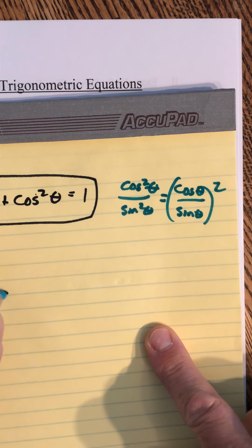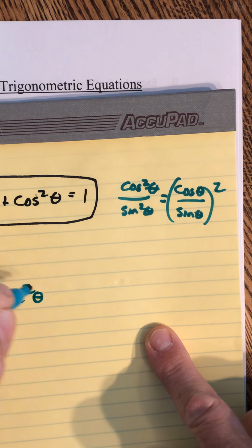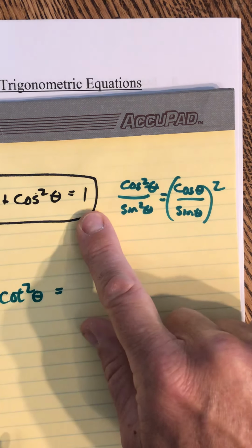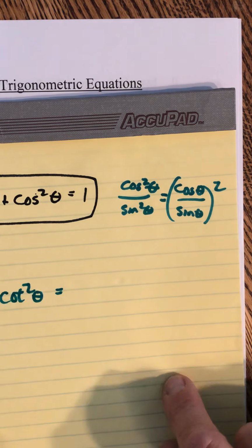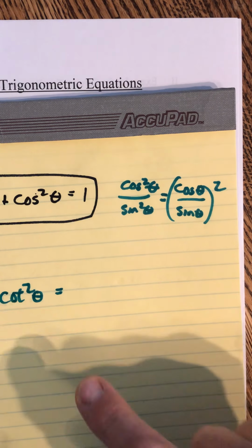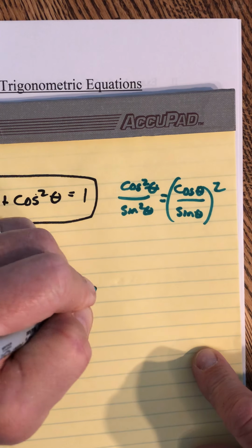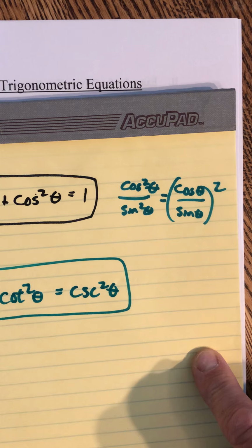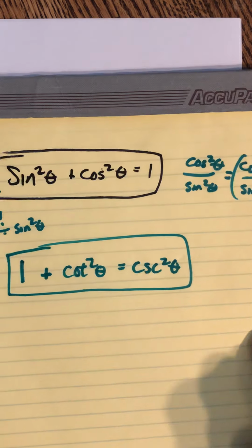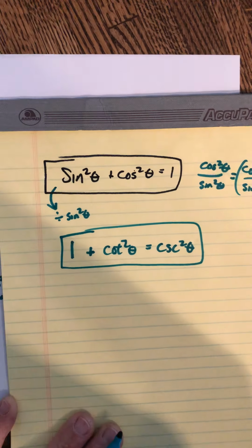Well, cosine over sine is the same thing as the cotangent. Cosine squared over sine squared is the cotangent squared. And 1 divided by the sine squared, well, 1 over sine is the cosecant. So 1 over sine squared is the cosecant squared. That's where that second one comes from. I've got to back this out a little bit so you can see it all.